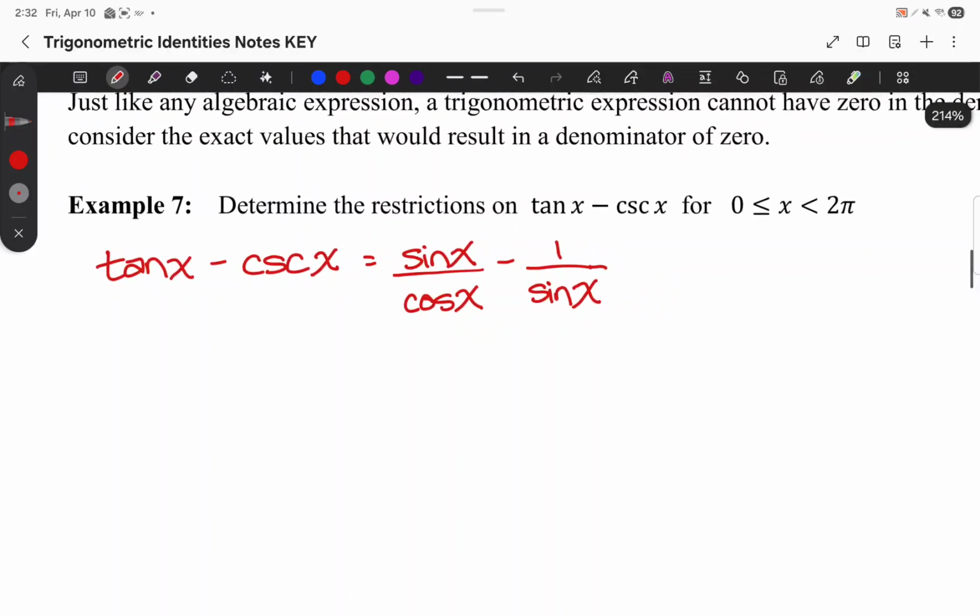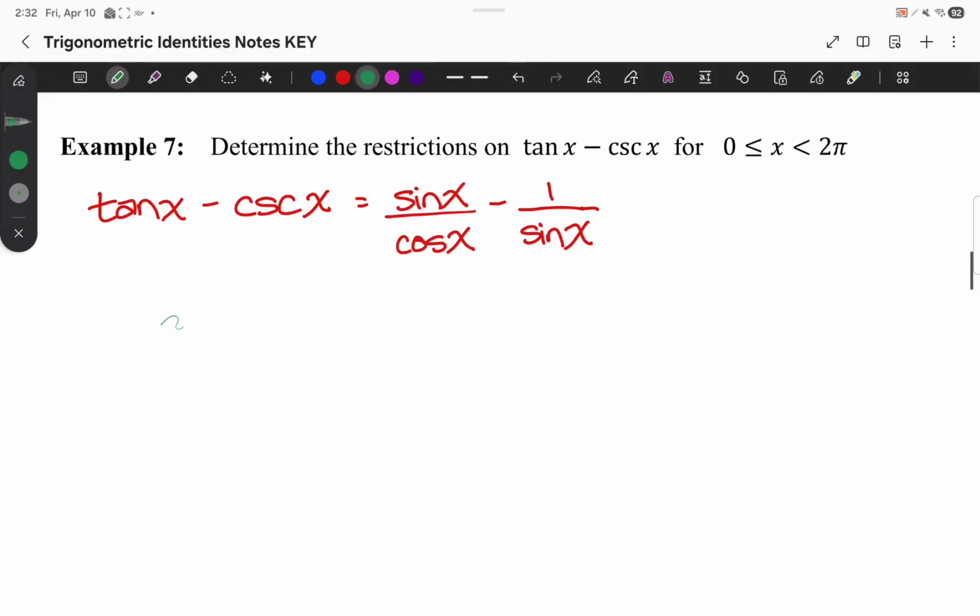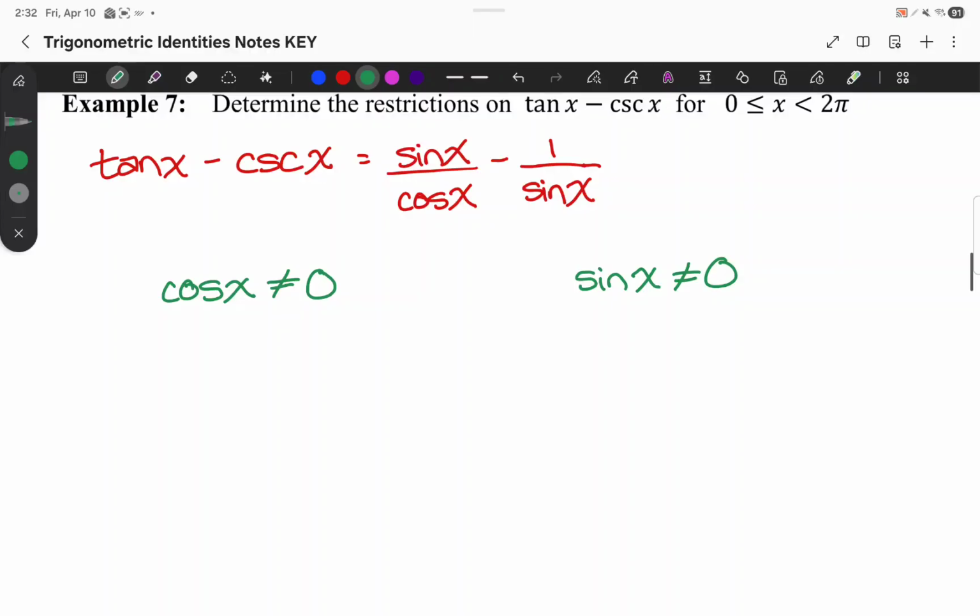So think about anything you have in the denominator. What is not allowed to be equal to 0? Cosine. So we get some restrictions: cosine x is not allowed to be equal to 0. What else is true? Sine x is also not allowed to be equal to 0. And this is where you're going to have to remember your special angles a little bit.